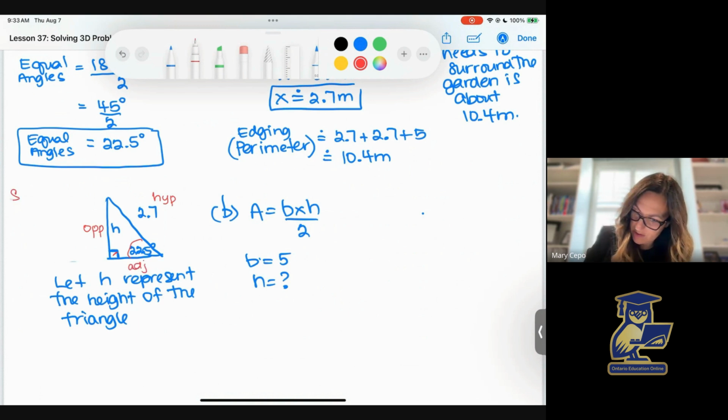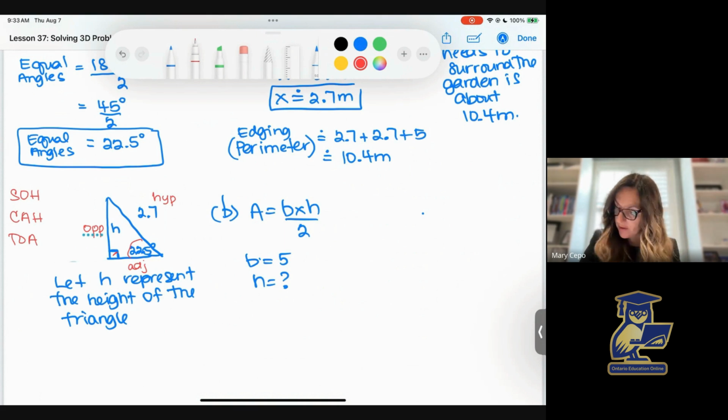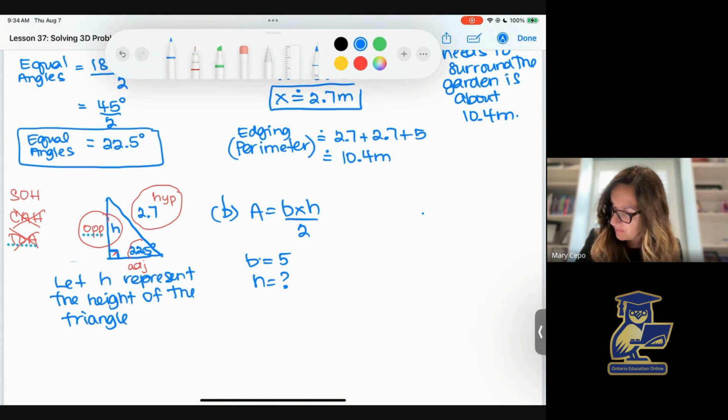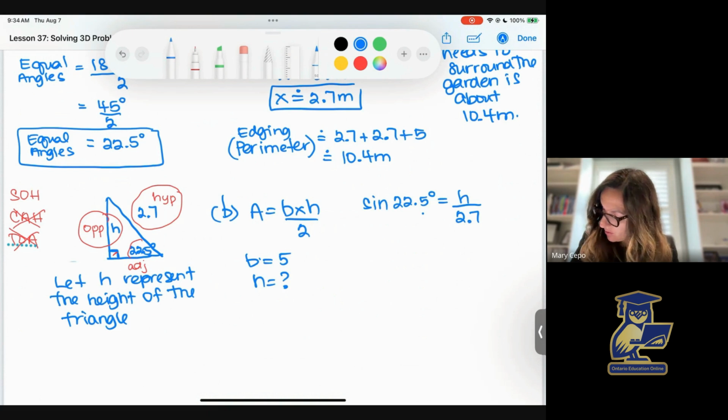Okay, always remind yourself of the ratio SOHCAHTOA, just a quick way of remembering which ratio compares which two sides. So in this case, we have the hypotenuse, we need the opposite. So the only ratio that has O and H in it would be sine. So we're going to be using the sine ratio in order to figure out the height of that triangle. So it would be sine of the angle, which is 22.5 degrees, equal to the opposite side, which is H, over the hypotenuse, which is 2.7.